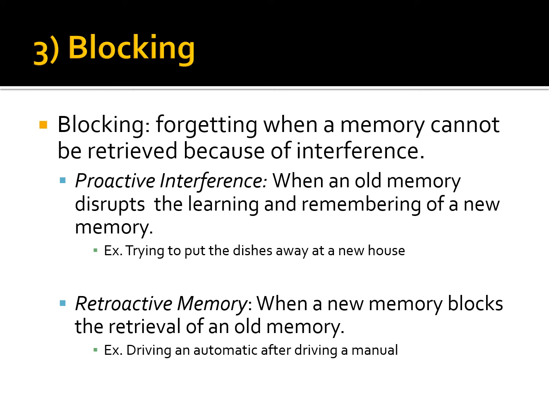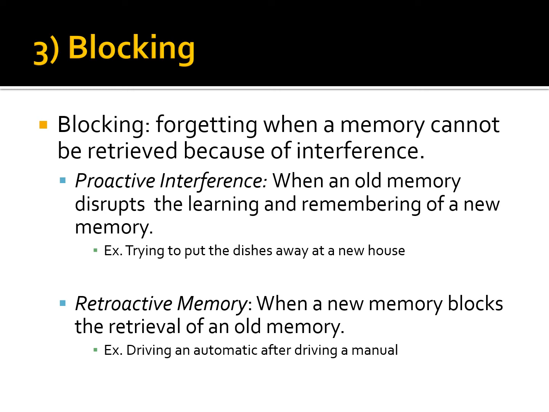An example of this is trying to put the dishes away at a new house. Remember PO: old information interrupts new information. When you're trying to put away dishes at your new house, you keep remembering where you had them at your old house. So you get confused, or maybe you can't find where you put the bowls. Retroactive interference is when a new memory blocks the retrieval of an old memory.